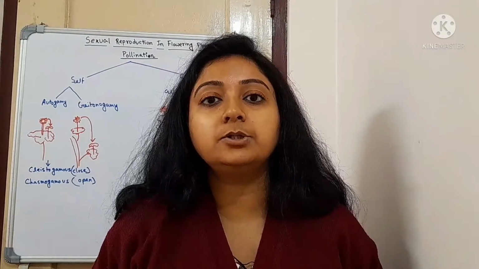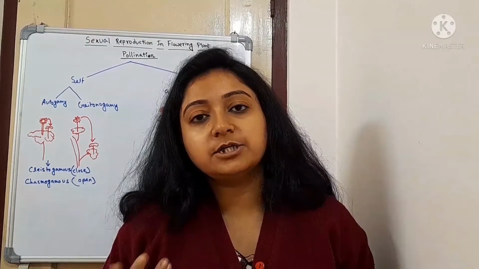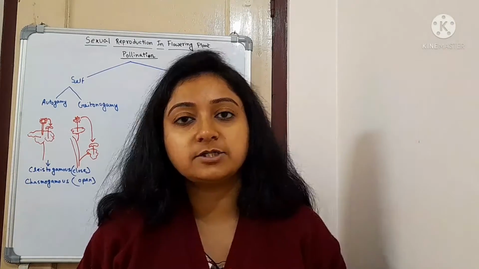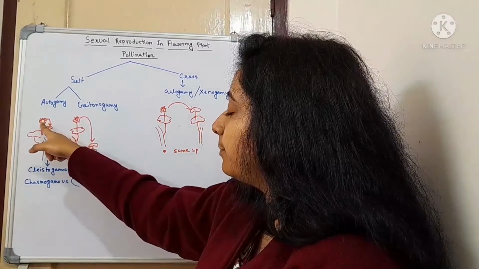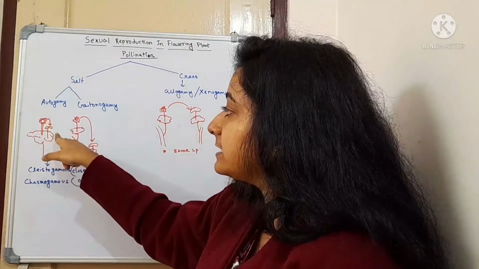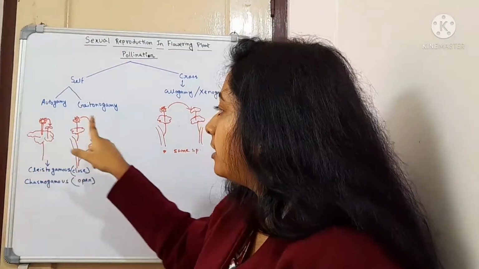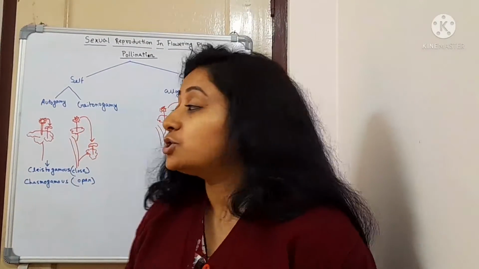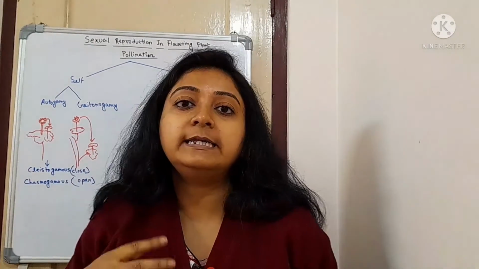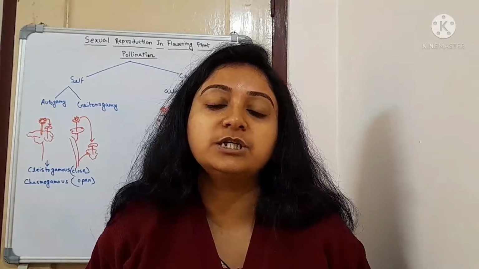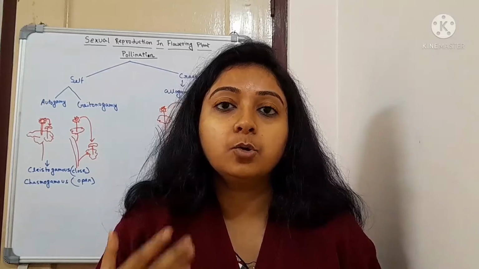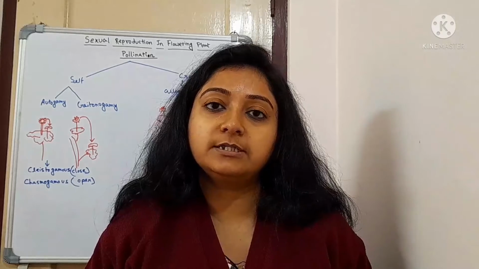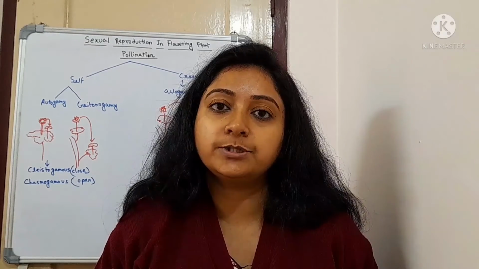Now let us look at the basic advantages and disadvantages of the self and cross pollination events. In the case of self pollination, pollen grains form within the same flower, or, in the second case, the pollination happens within the same plant. In both cases there is very little chance of any genetic variation, which is a very important disadvantage in a sexually reproducing plant.